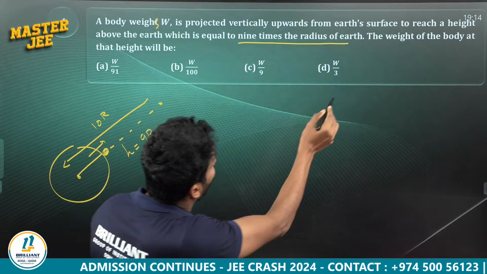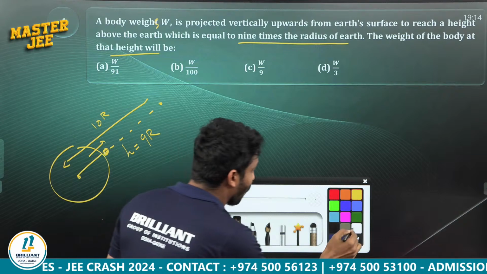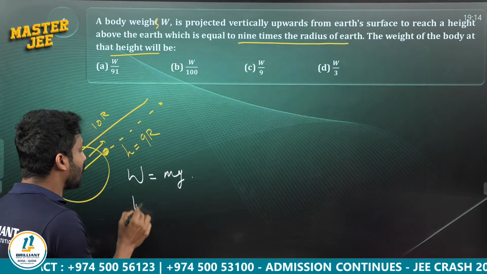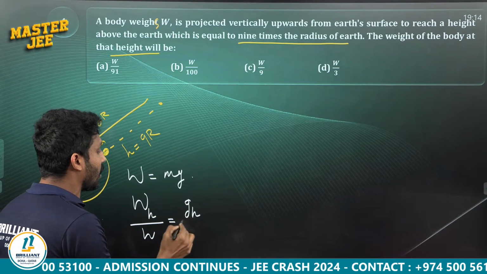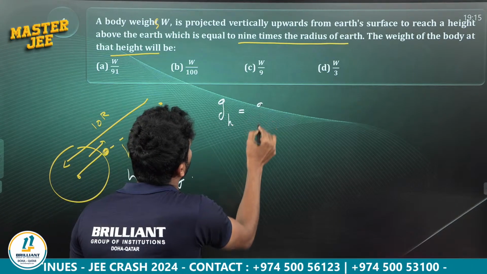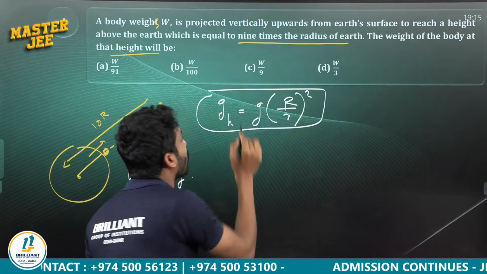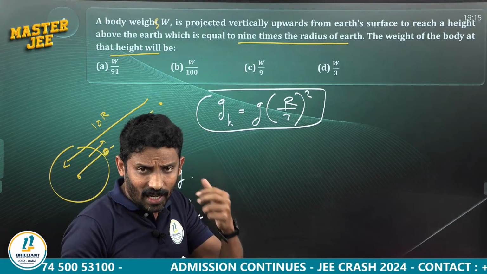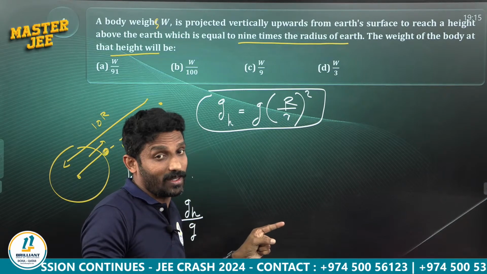Okay, now the weight of the body at that height will be, what is the weight of the body at that height? We know weight is directly proportional to g. We know weight is equal to mg. Clear? So weight at a height divided by weight on the surface is equal to g at a height divided by g on the surface. Okay, we have the formula of g at a height is g on the surface into r by r all square. Okay, this is the important formula for the value of acceleration due to gravity at a height h from the surface of the earth. Okay, and now this small r is the distance from center of the earth.